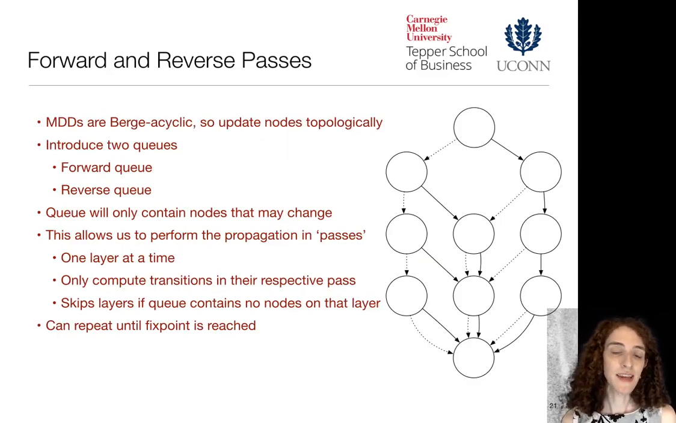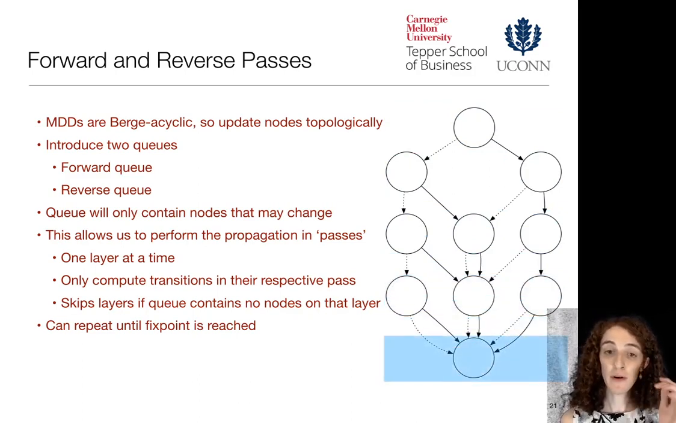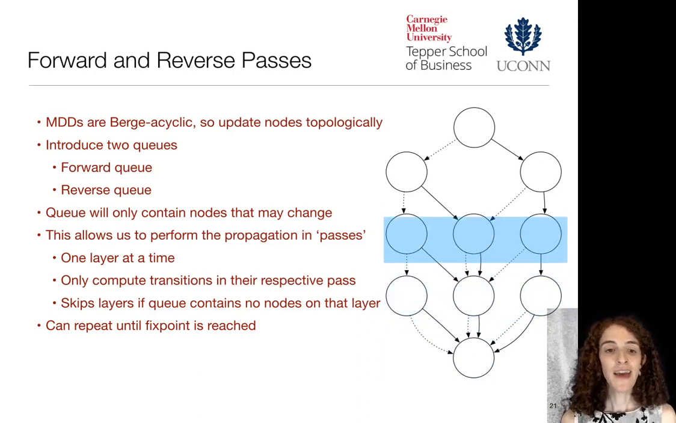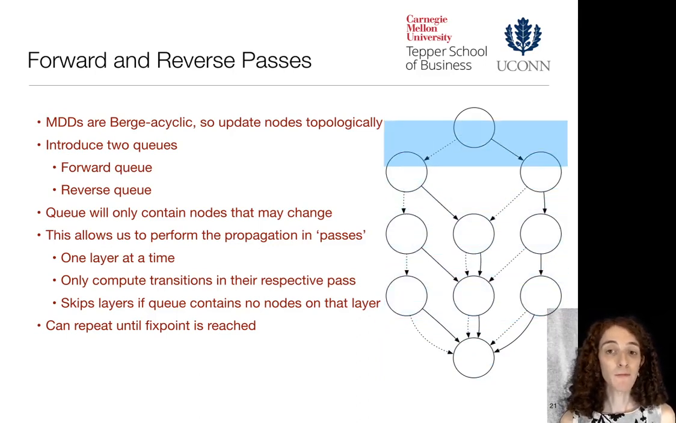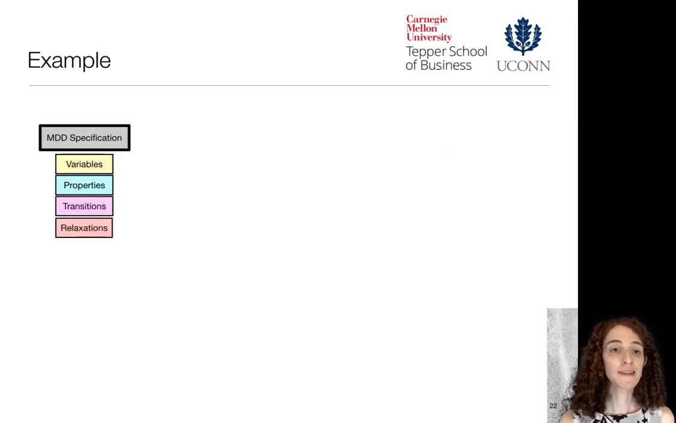When we're considering those states and updating their values, we take advantage of MDDs being acyclic. So we update nodes topologically, going in a forward queue from the source to the sink, and a reverse queue from sink to the source, only updating nodes that are possibly changed, and we can repeat this until a fixed point is reached. To show an example of all this in action, we would start with an MDD specification.